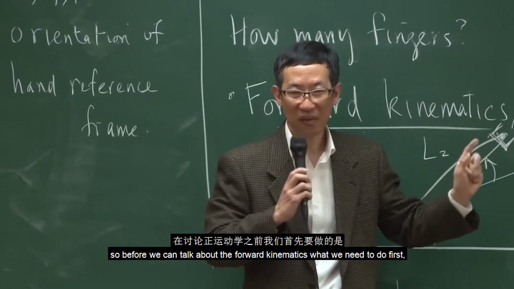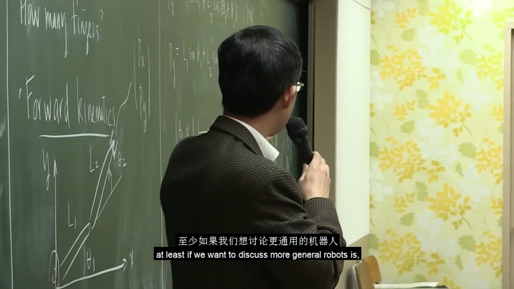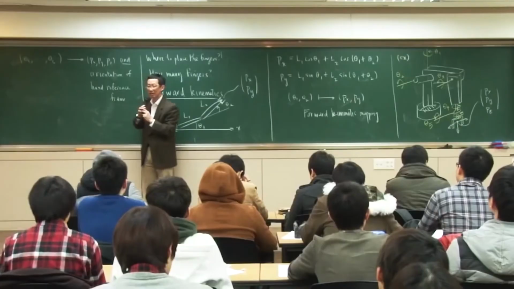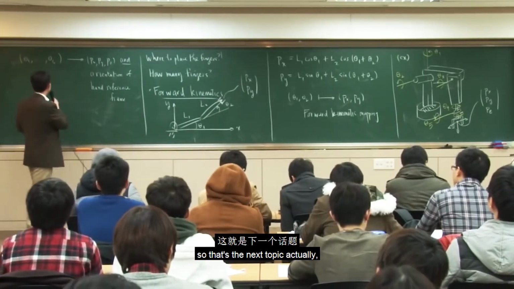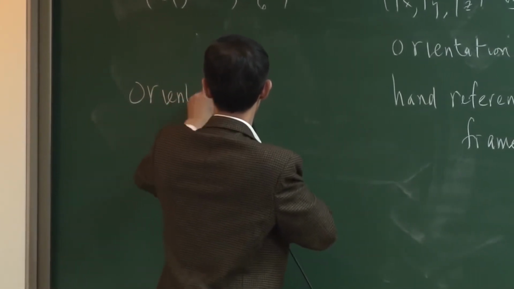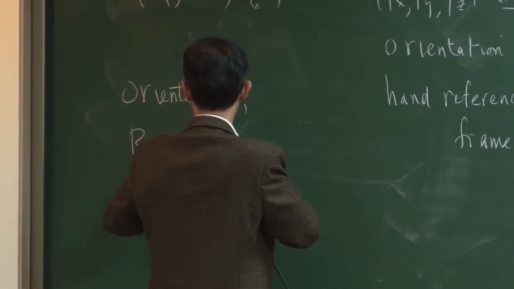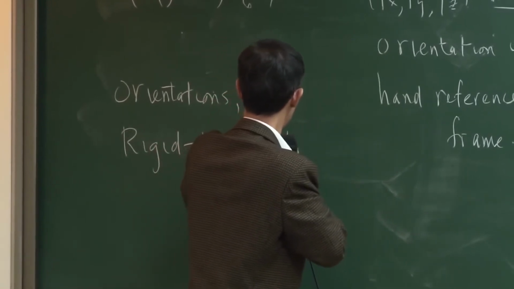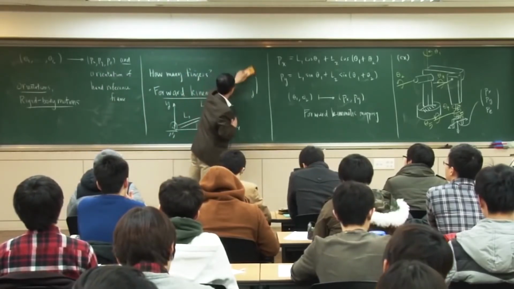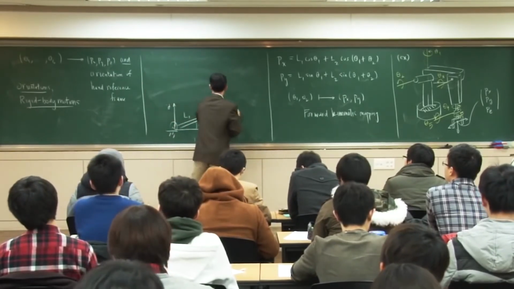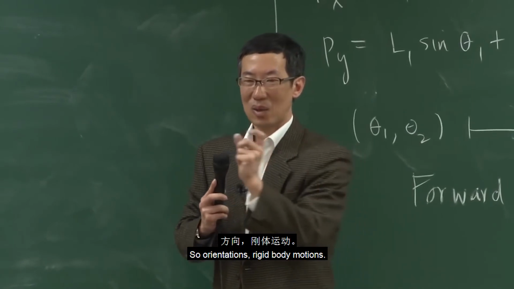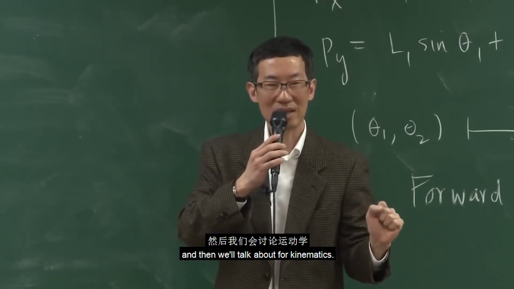Okay, so before we can talk about the forward kinematics, what we need to do first, if we want to discuss more general robots, is we need to understand how to describe the orientation of a reference frame. So that's the next topic. Actually, that's the third topic that's going to come before forward kinematics. So orientations and rigid body motions. So orientations, rigid body motions, and then we'll talk about forward kinematics.